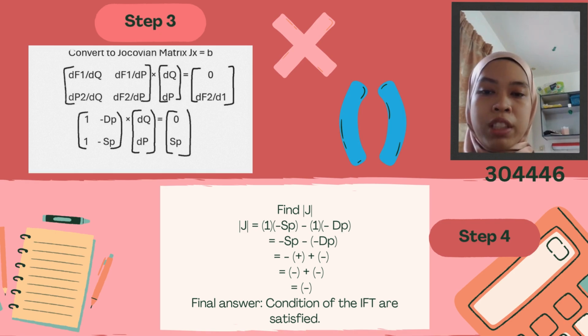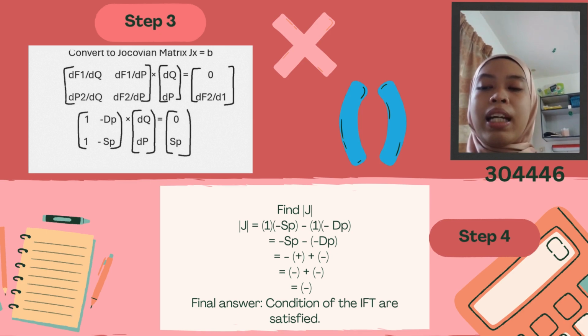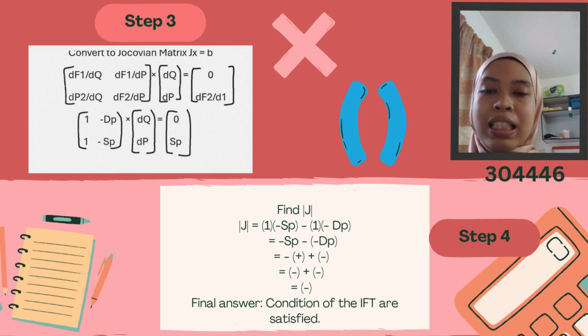To find the value of J, we have J equals 1 times negative S_P minus 1 times negative D_P, which equals negative S_P minus negative D_P, which is minus plus minus, and we got the answer, which is negative. So it is unequal to 0. For the conclusion, we can conclude that the conditions of the implicit function theorem are satisfied.